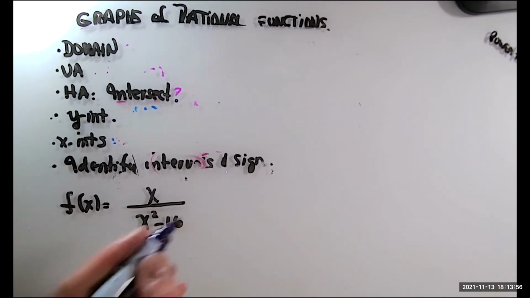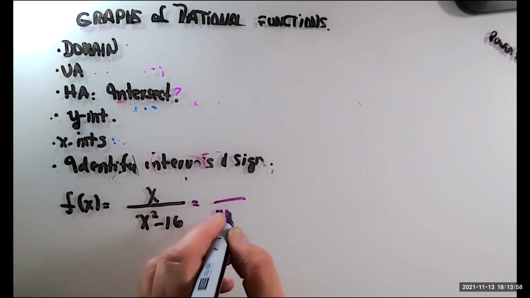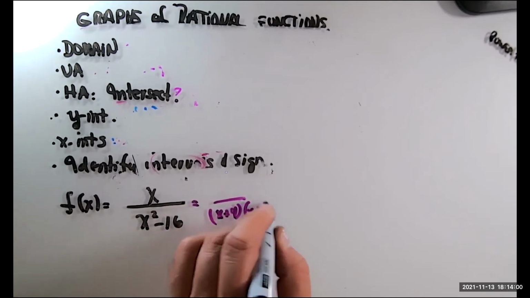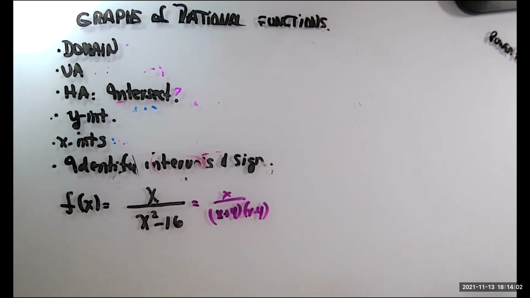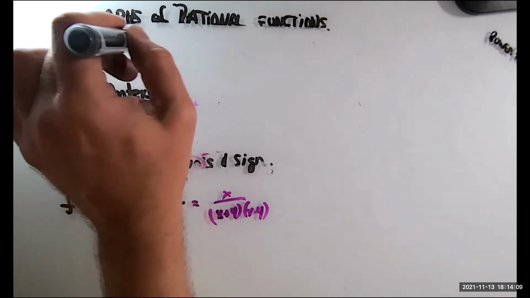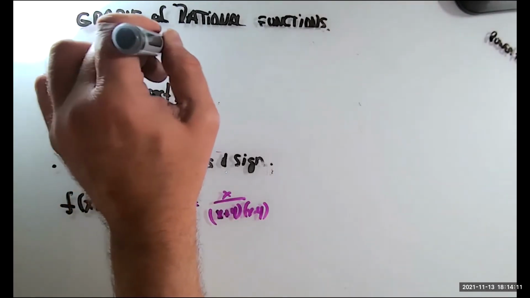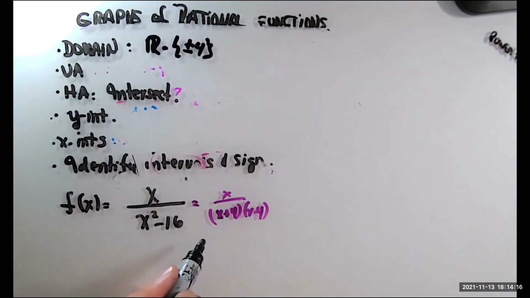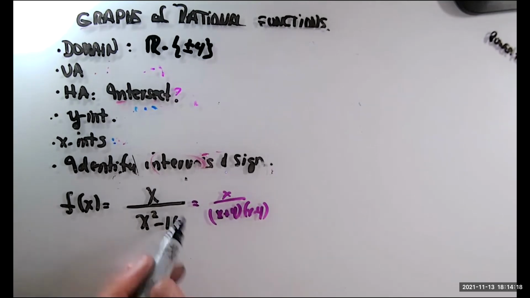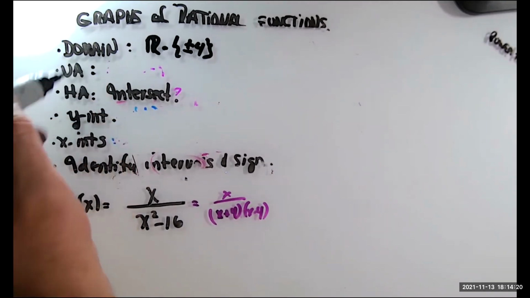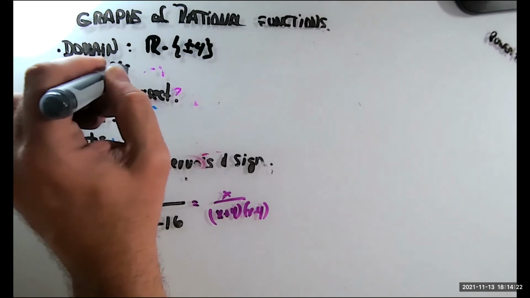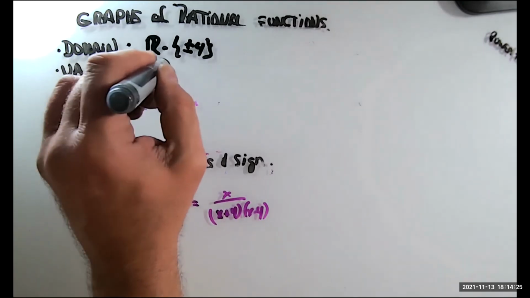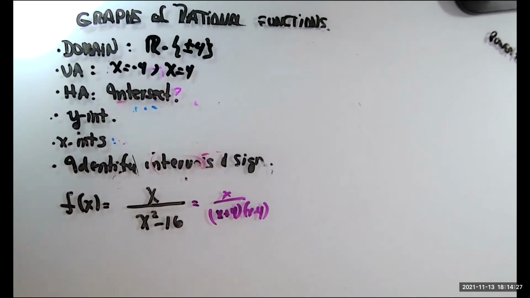Once again, if I factor the denominator, that's x plus 4, x minus 4, in the denominator, that's kind of sloppy, but you get the idea. What is my domain? The domain will be given by all real numbers except plus or minus 4. If I factor the denominator, there is nothing to simplify, so I would experience two vertical asymptotes, one at x equals negative 4, and the other one at x equals 4.